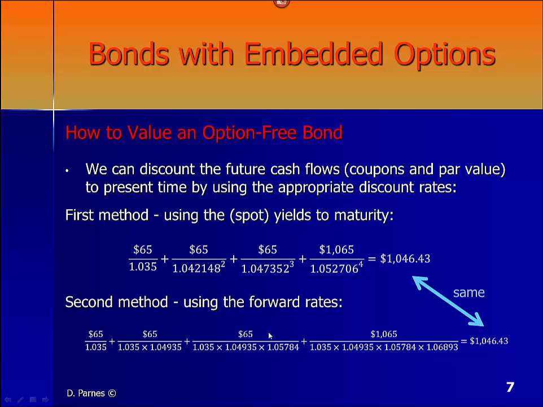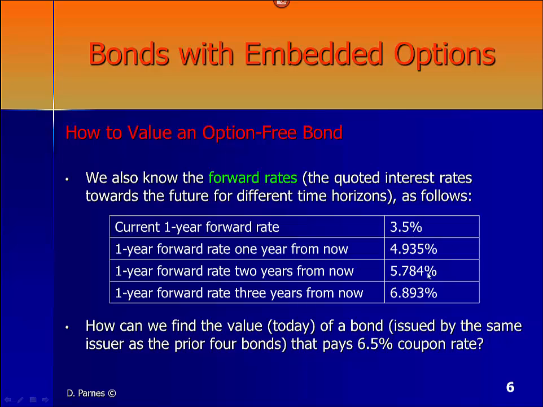The same method we're going to apply to the third year coupon, which is also $65. So first we're dividing it by 1 plus the forward rate 1 year from today. I'm sorry, 1 year, but this forward rate will take place 3 years from today. The 5.784, here it is, 5.784.